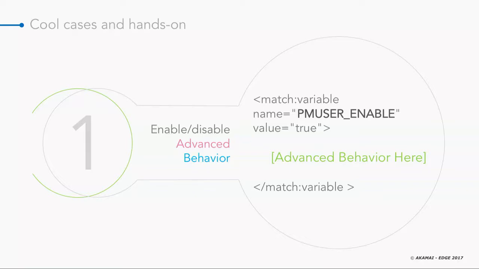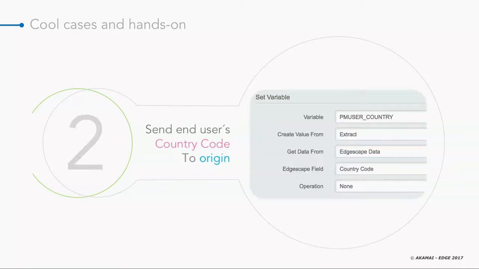This is an example. You can see the match using the PM user variable, and then you'll have the snippet of metadata there, and you can enable it or disable it by yourselves.